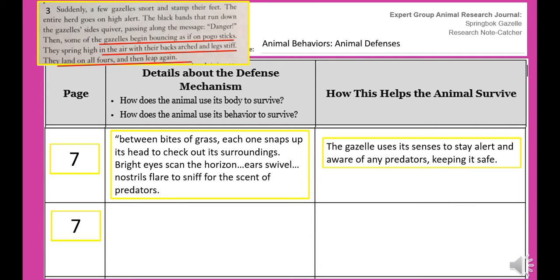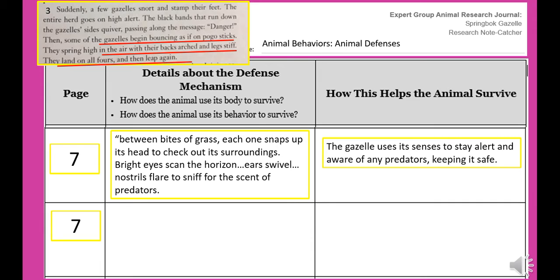Then in paragraph 3, it says, "Suddenly a few gazelles snort and stamp their feet. The entire herd goes on high alert. The black bands that run down the gazelle's sides quiver, passing along the message, 'Danger.' Then some of the gazelles begin bouncing as if on pogo sticks. They spring high in the air with their backs arched and legs stiff. They land on all fours and then leap again."